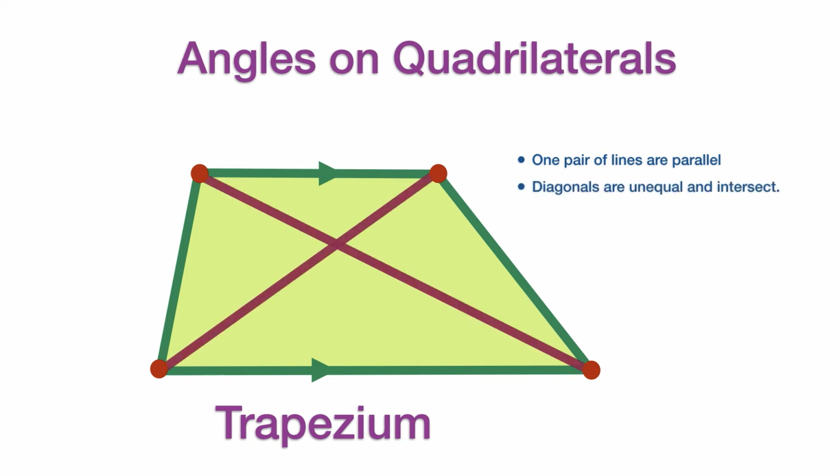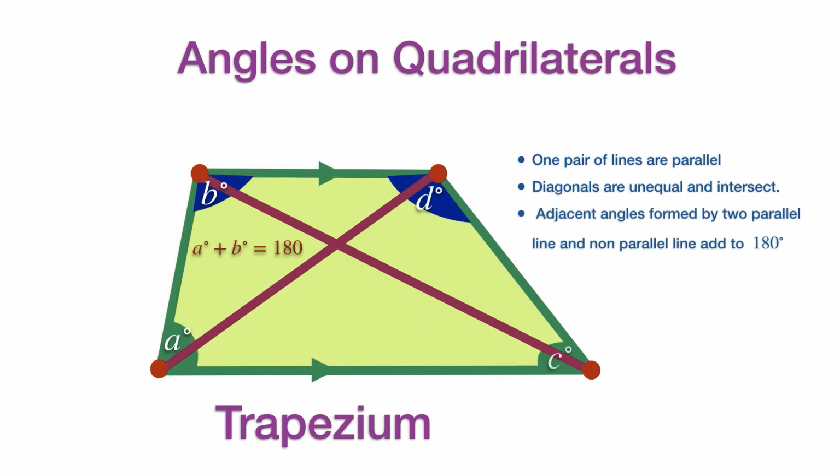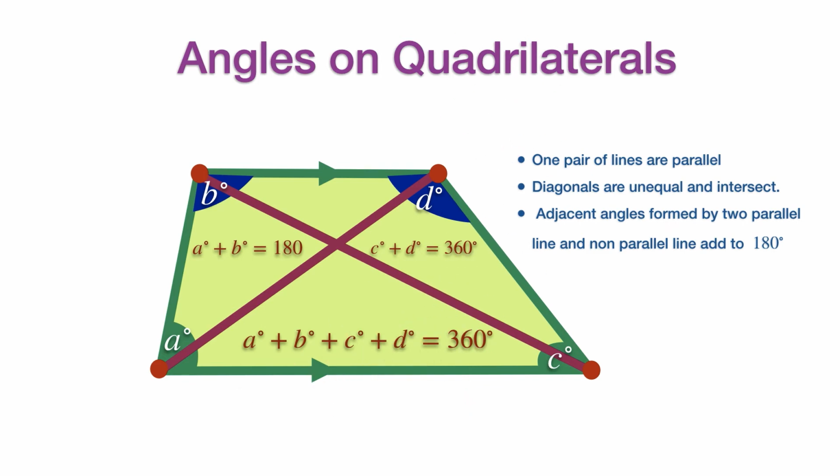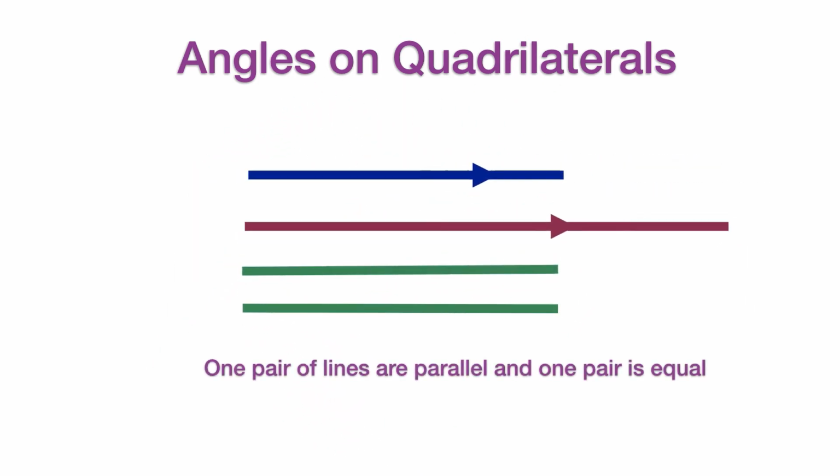Diagonals are unequal, but they intersect each other. Two adjacent angles formed by two parallel lines and one other line add up to 180 degrees. This is because these two angles form the supplementary angles, and all the angles on a trapezium add up to 360 degrees.